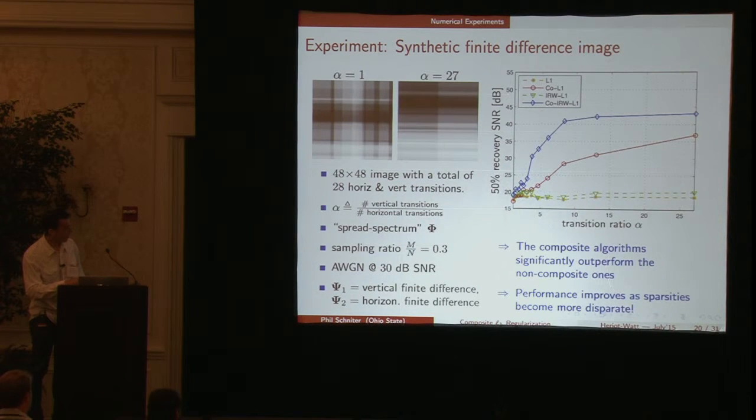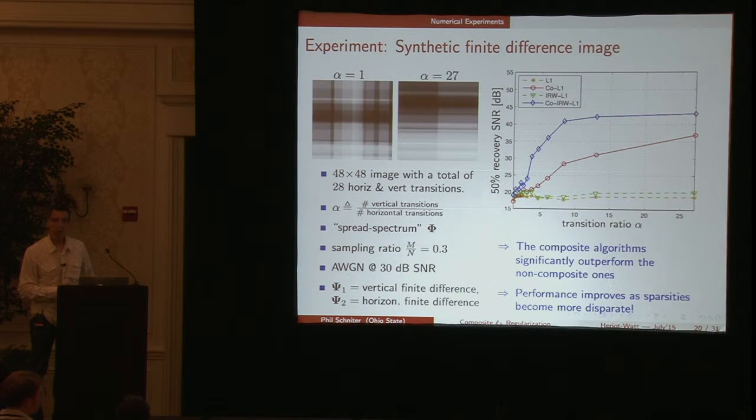And this is what's really interesting. As the transition ratio alpha goes from 1 to 27, notice that the total number of transitions is fixed. So if we have an algorithm like L1 or iteratively reweighted L1, their performance does not change as a function of alpha because the sparsity is totally fixed.